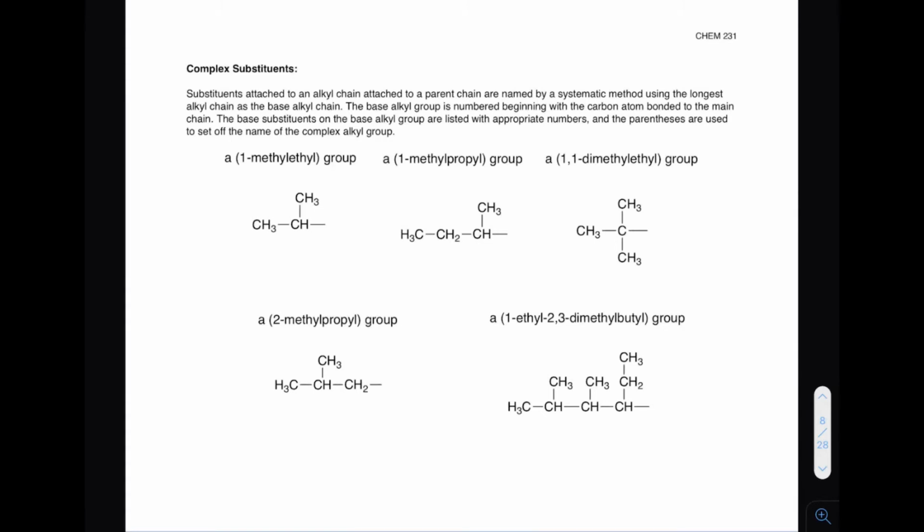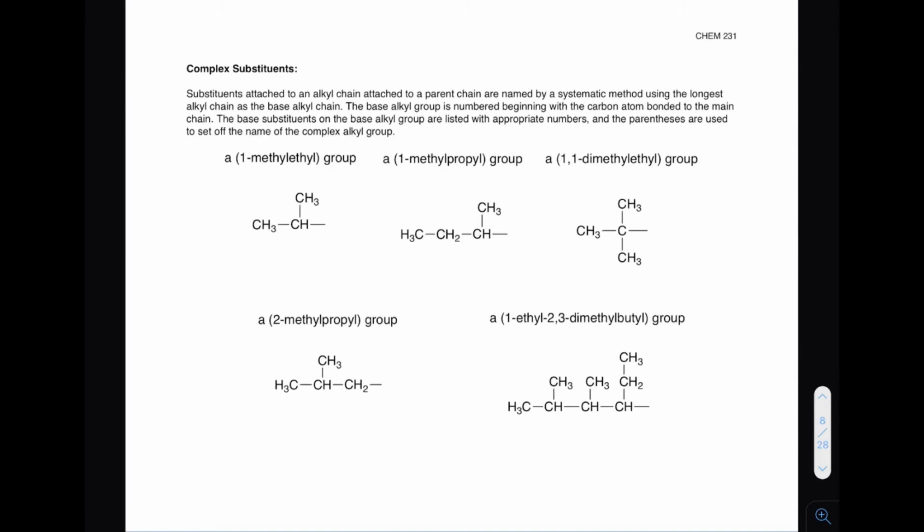The way we do this is that the base alkyl group is numbered beginning with the carbon atom bonded to the main chain. Then the substituents on the base alkyl group are listed with the appropriate numbers, and parentheses are used to set off the name of the complex alkyl group. In short, we're treating it like a similar naming process, but instead of using the alkane as the root, we're now using the alkyl group as the root.